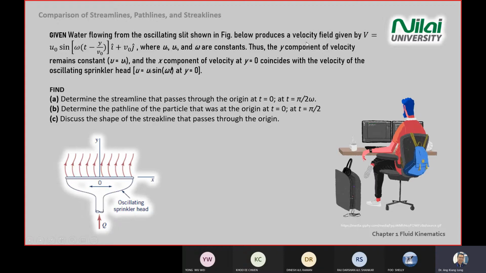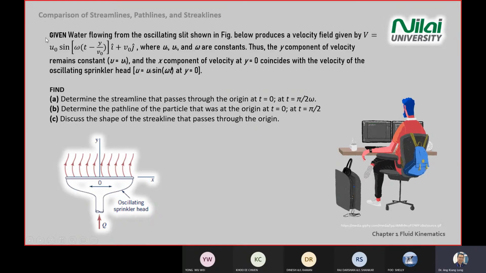The equation given is the velocity field. In the last two lectures, we already introduced what a velocity vector and a velocity field are, and we already used the online plotter to plot the velocity field. So we are given the velocity field, the vector equation, which is given by v equals u naught sine omega t minus y minus v naught, times i hat, plus v naught j hat. You are given that u naught, v naught, and omega are constants.